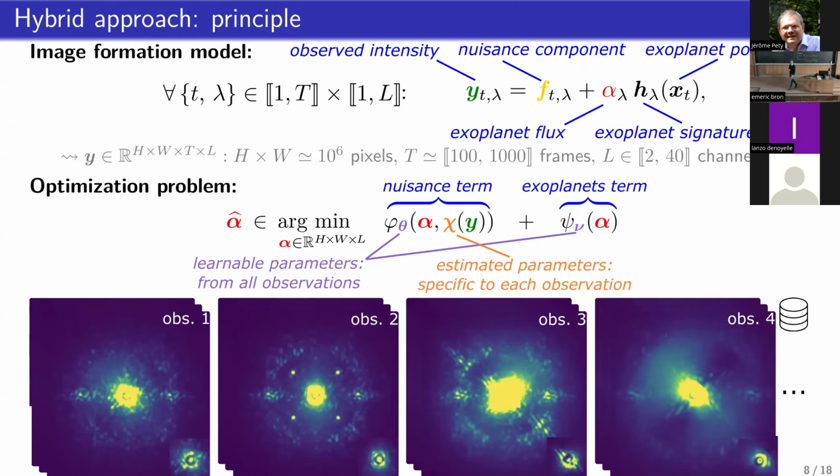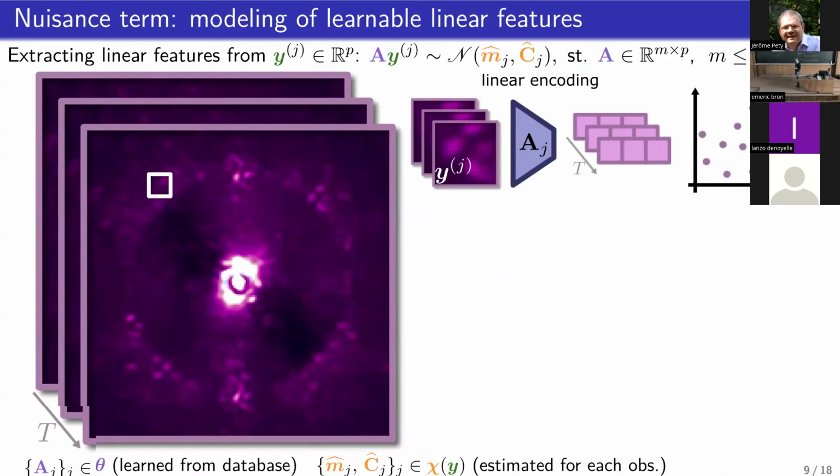The first one is the data fidelity term that encodes and accounts for the structure of the nuisance. And it depends on both learnable parameters from the archive of observations, theta in purple, and also on estimated parameters specific to each observation, phi of Y, accounting for the fact that we have some specificities in each data. And the regularization term is here to promote prior knowledge about the exoplanet signatures, and it also depends on learnable parameters nu in purple.